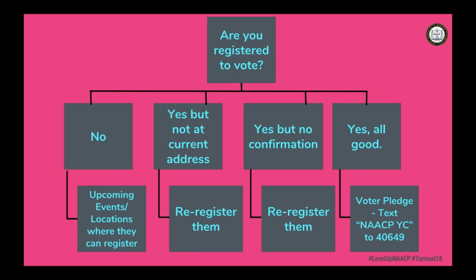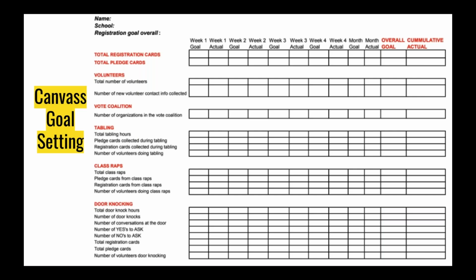Something that we've started here at the Youth and College Division is a voter pledge. So people can text NAACPYC to 40649 and pledge to vote, right? This is a really good way to connect to the national database, but maybe you want to make sure that you're getting information on your campus. So maybe you do a Google form. Maybe there is a quick text that they can send, or there's a link you can send them so you can get their information down. You can also update their information on the phone call, but you want to be getting that information down so you can later on do voter contact.